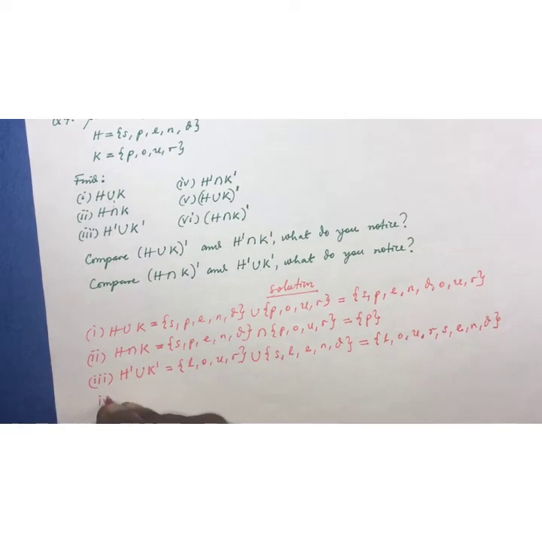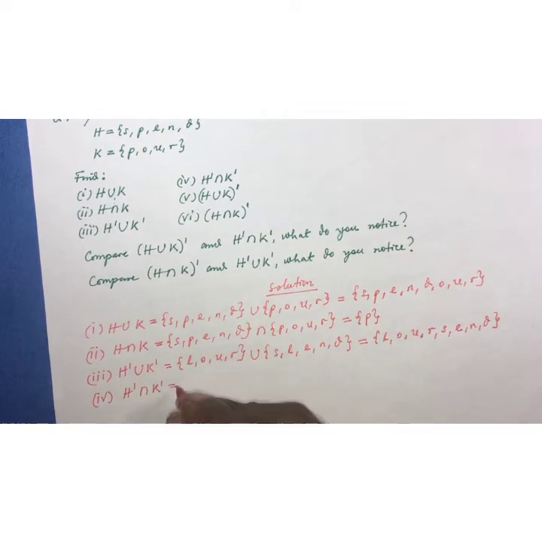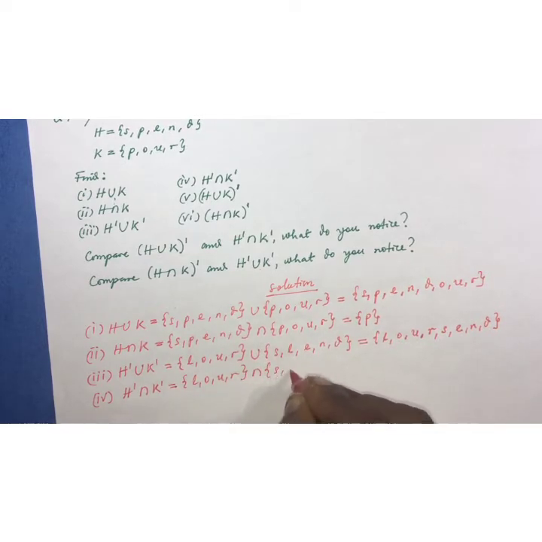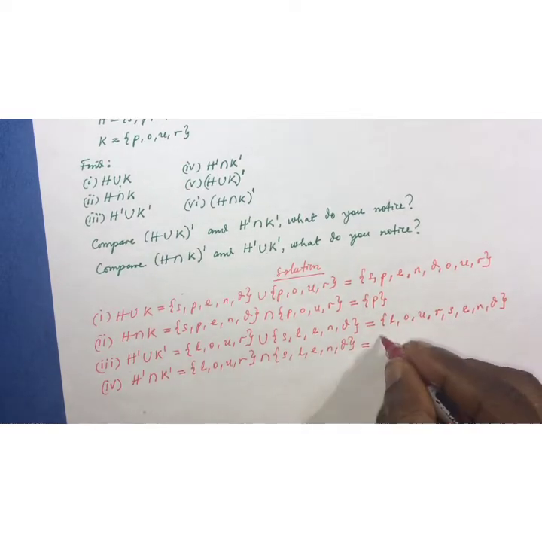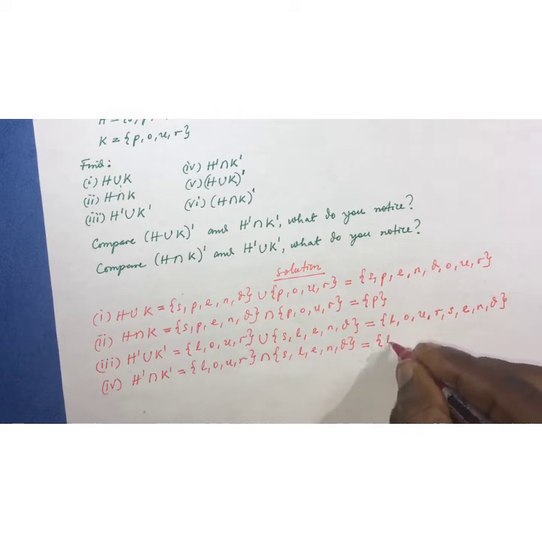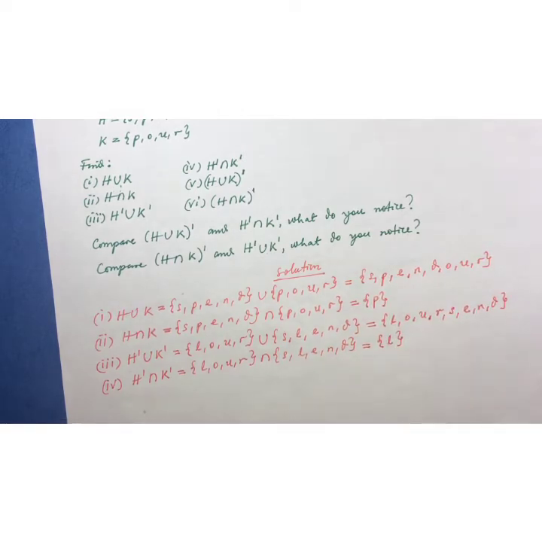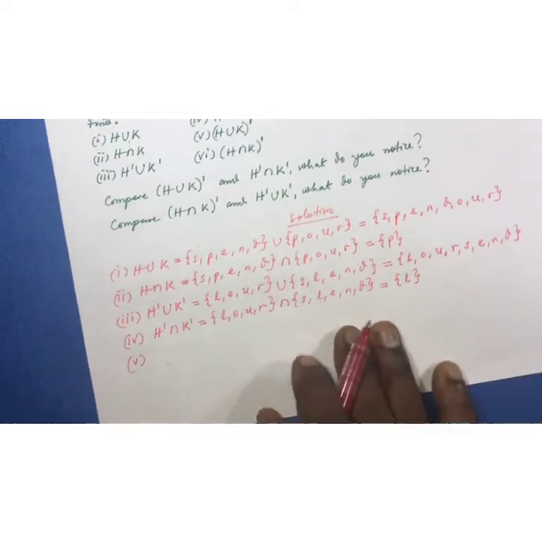So going to number 4, you have H complement intersection K complement, and that gives you LOUR intersecting with SLEND. Okay, now what elements do you find common to both of them? The only element common to both of them is L, and that gives you the result for H complement intersection K complement.